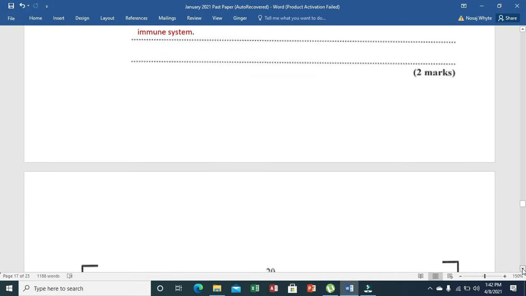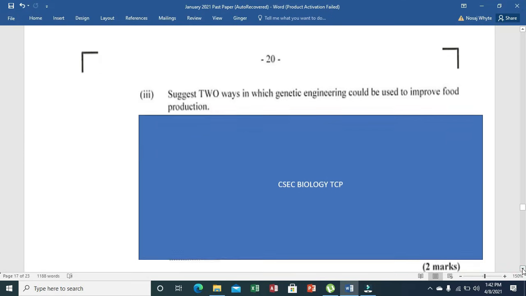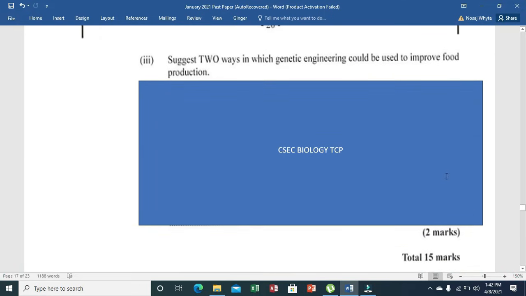I do hope that you are following and understanding pretty much what we are doing. So here we're looking at another question, and let's read. This is the final question for this particular section. I think we're at question number 5. So there are 2 ways in which genetic engineering could be used to improve food production.